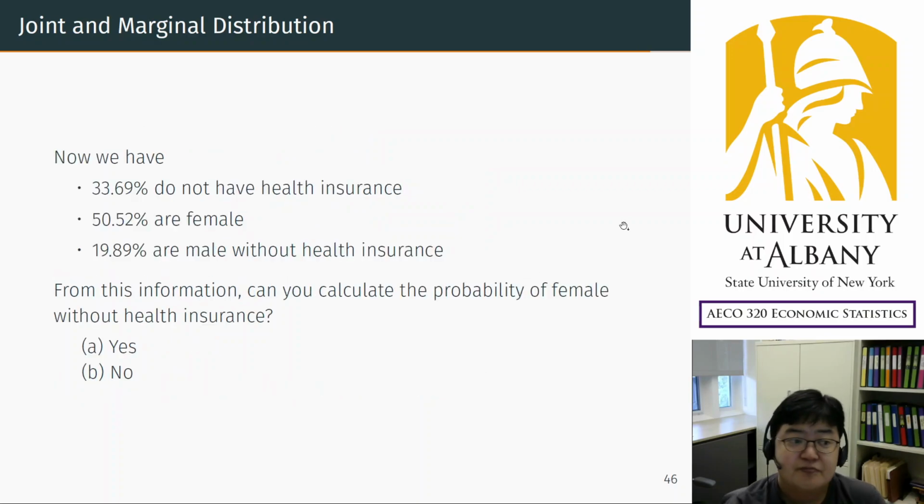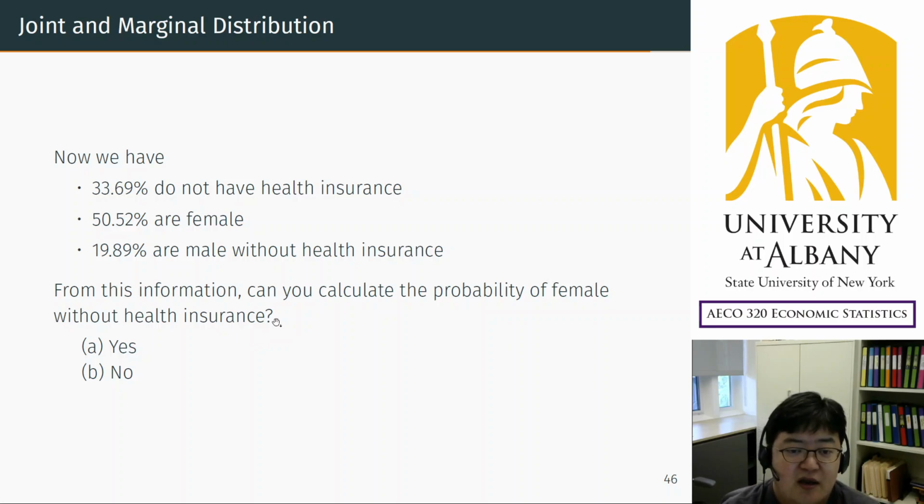Now then, let's see, we add another piece of information. So the first 2 pieces of information are the same as before. And now I give you another hint: 19.89% are men without health insurance. Then from these 3 pieces of information, can you calculate the probability of female without health insurance? Think about this problem. Maybe the additional information can help or not. If yes, try it yourself. What is that probability?